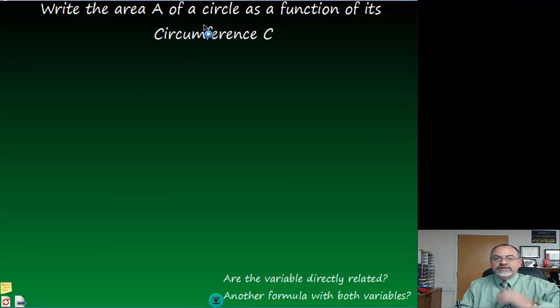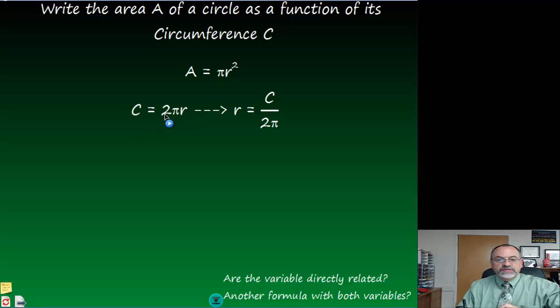Write the area of a circle as a function of its circumference. Now wait a minute, area is pi r squared. That doesn't have anything to do with the circumference. So the r, the radius, needs to be replaced with c, circumference. So is there some other formula that I know of that circumference and radius are both involved in? And yeah, circumference is equal to 2 times pi times the radius.